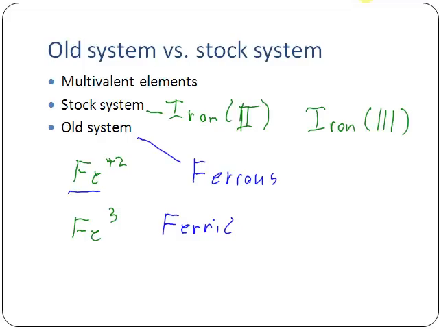Tin is Sn, no S in tin, and so tin would be stannous or stannic if you have things like that. So that's basically how you use the old system. As you can see, it's probably a lot easier to use the stock system, but you will be expected to know how to interpret from old system to a formula, even if you don't have to name it using the old system if you're given just a formula.